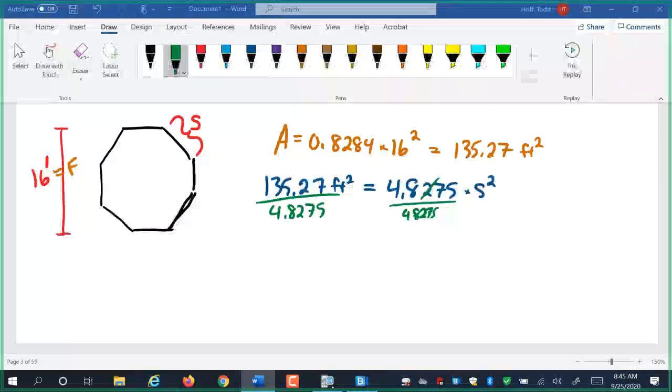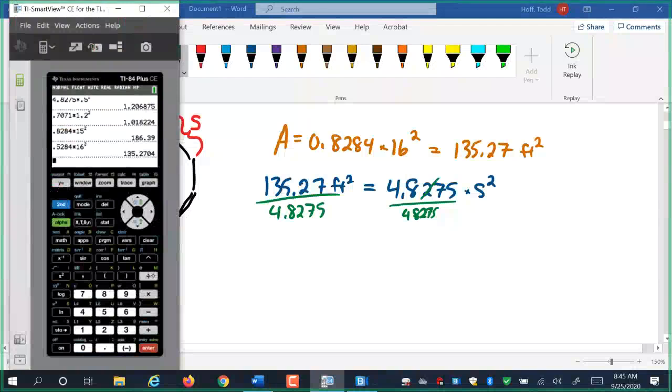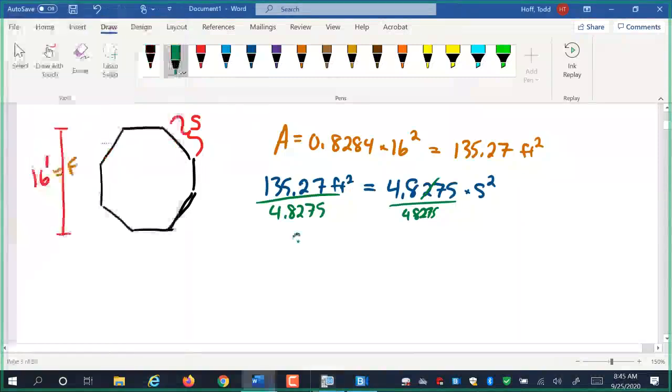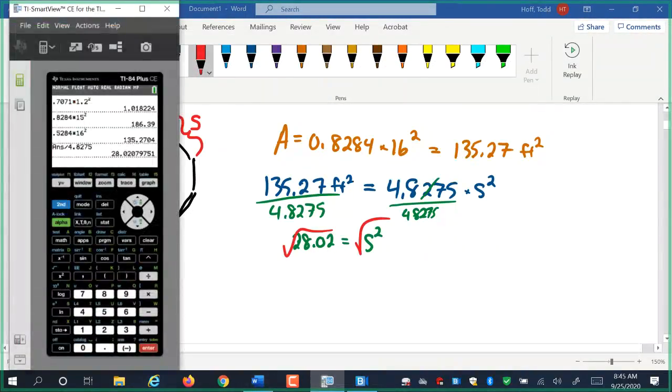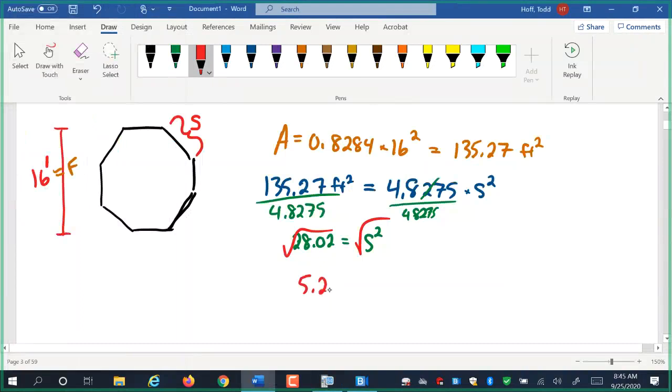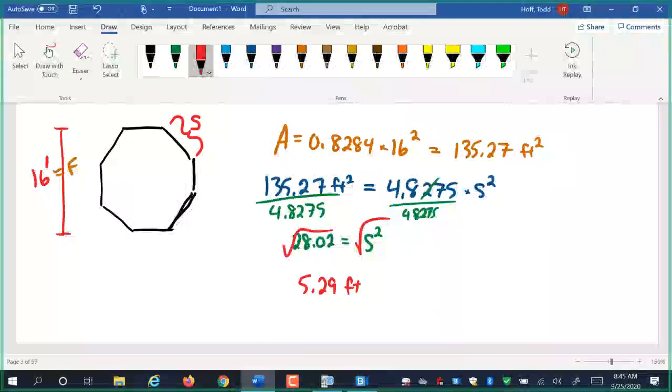So our 135.27 divided by 4.8275 gives us 28.02. Well, that's the length of our side squared, so we still have to square root it. The square root of that previous answer gives us 5.29 feet. So the maximum length of that side is 5.29 feet, or about 5 1/4 feet.